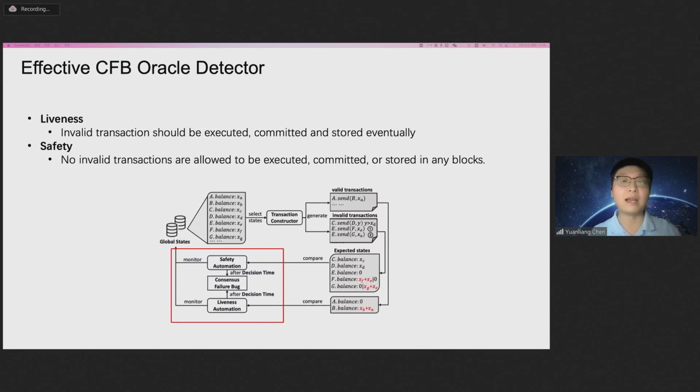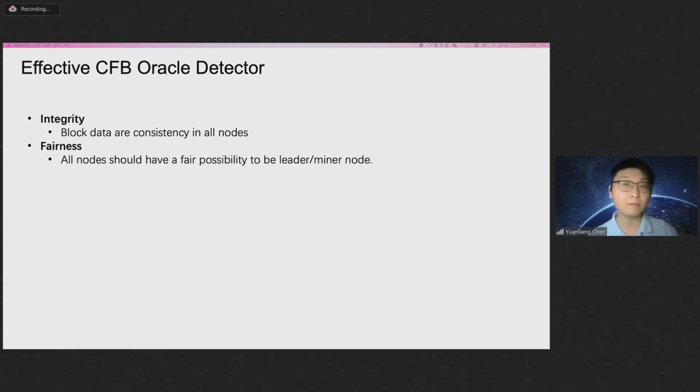If the valid transactions are not executed within the decision time, then a liveness bug is detected. Similarly, if the invalid transactions are executed and stored, then a safety bug is detected. The remaining two Oracles are message related. The integrity Oracle guarantees that the block data are consistent in all nodes. Fairness Oracle means that all nodes should have a fair possibility to be elected as the leader nodes or miner nodes.